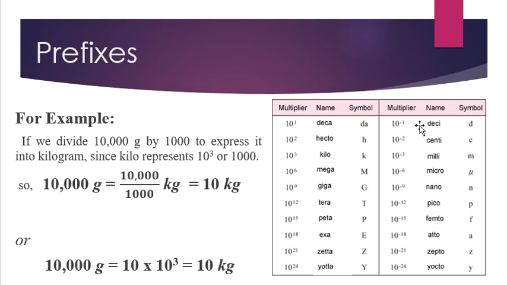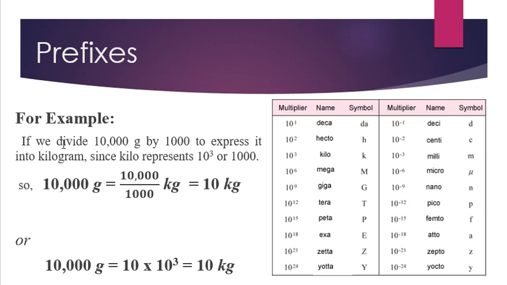You can also see on the other side of the table deci, which is 10 raised to power minus 1 and it is denoted by small d. Then we have centi, which is 10 raised to power minus 2, denoted by small letter c. Then milli, 10 raised to power minus 3, denoted by small letter m. Similarly, we have micro, which is 10 raised to power minus 6 and it is denoted by mu. Then we have nano, which is 10 raised to power minus 9, denoted by small letter n. So you need to remember these important prefixes and their multipliers as well as their symbols.